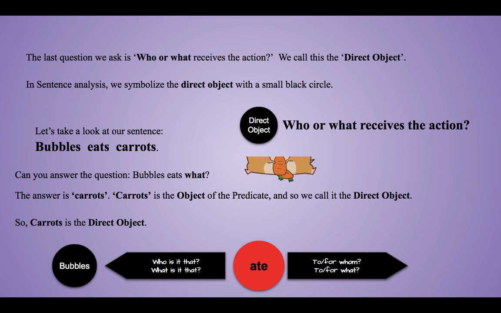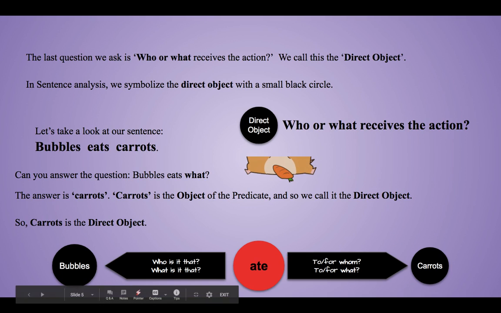The answer is carrots. Carrots is the object of the predicate. That means it's the thing that is acted upon. We call it the direct object. Carrots is the direct object. So here we see that the arrow is pointing towards carrots because the action is happening to the carrots. The carrots, we say the carrots are receiving the action.